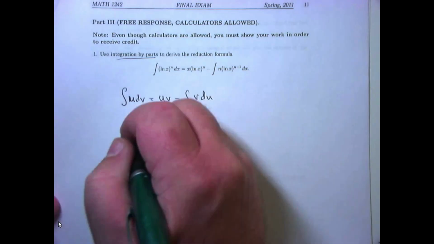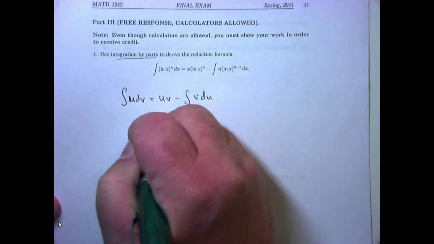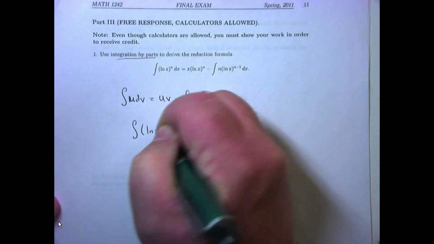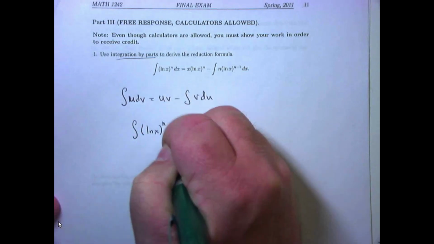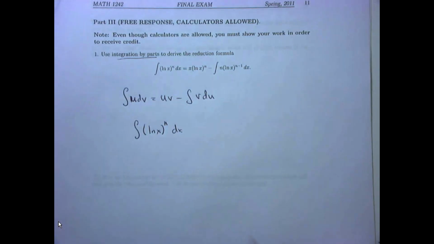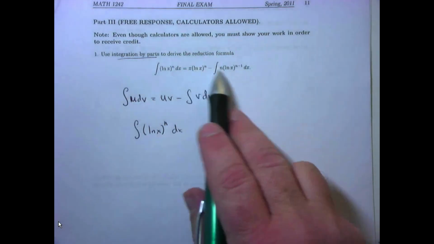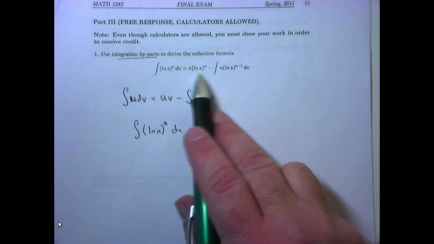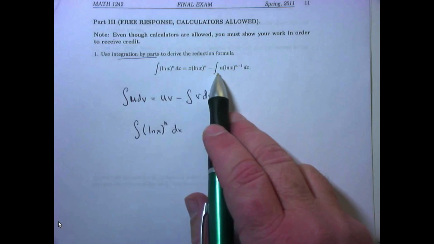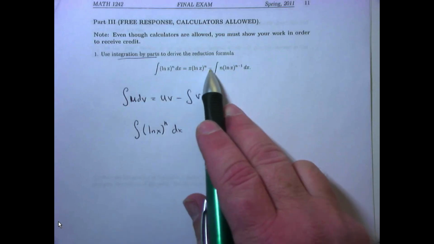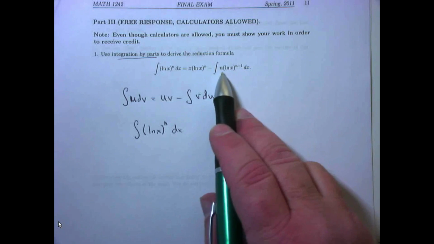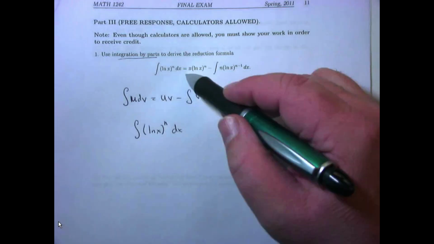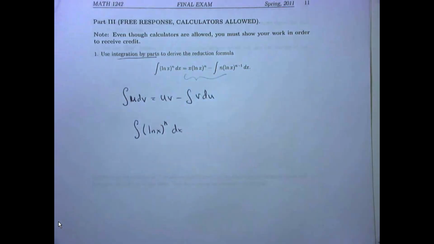But now I've got this guy here. I've got the integral of the natural log of x raised to the n dx. And I want to turn it into this formula right here. So you have to analyze this part over here. And remember, this is the uv minus the integral of v du type thing that's going on here. So this part is this part over here.